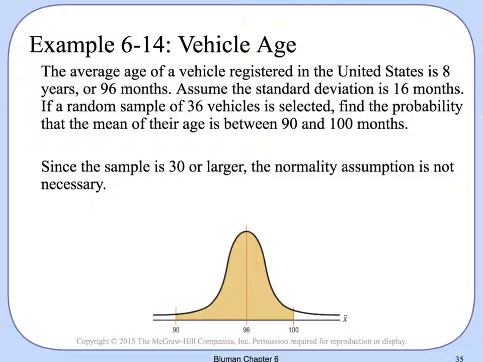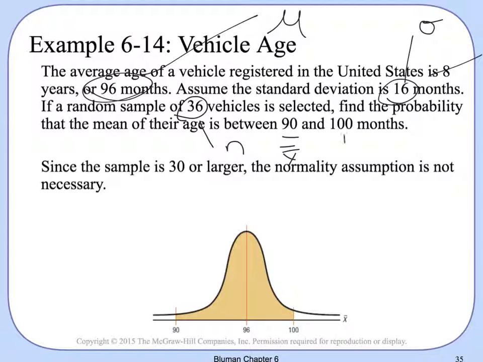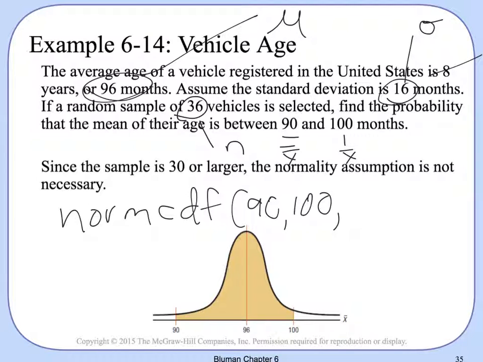Should we use 8 for our average or 96? 96 because everything else is in months. So that's mu. This number here is sigma. This number here is n. That's what we have to divide by the square root of, right? This is my low x bar, and this is my high x bar, okay? My low and my high are given in the problem. Did anyone just type in 16 divided by 6? Do the square root of 36 mentally? Square root of 36 is 6, right?